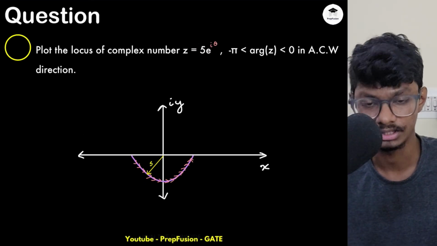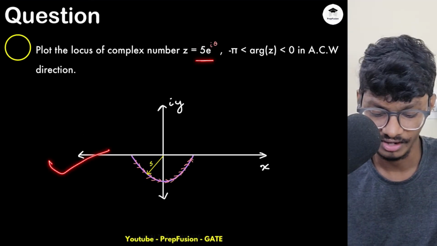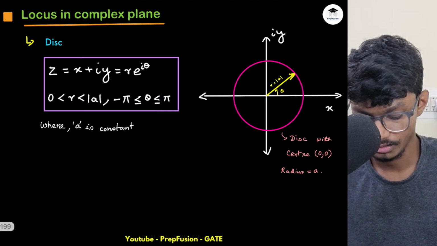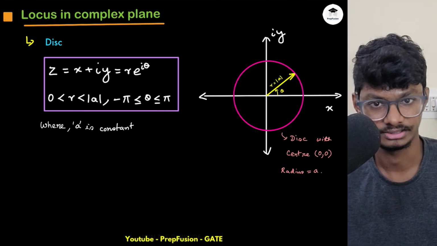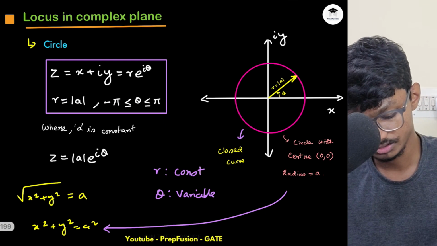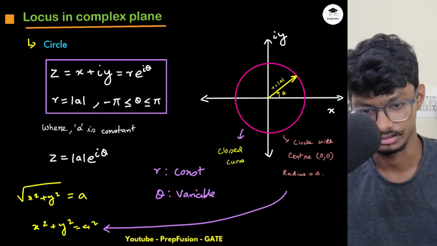So this is basically what? This is simply the locus of 5 e raised to power i theta. Okay, so now let's understand the locus of a disk. This time, that was a 1D surface, that was a closed curve, right? This was a closed curve. Okay, we got a closed curve over here.